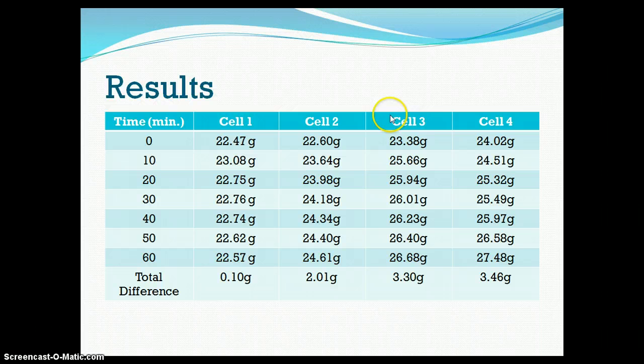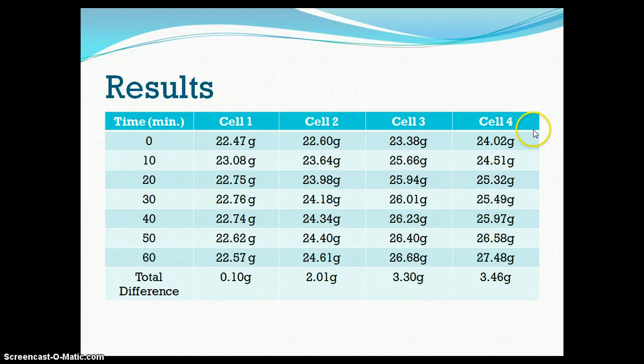Now, cell number 3, as we can recall, was our 21% solution. We began with 23.38 grams of total weight, and we finished with 26.68 grams of total weight. That's a total difference of 3.3 grams that diffused into our cell. Again, there's been an increase from our 0% to our 21%. The rate of osmosis is increasing as the amount of solutes increase.